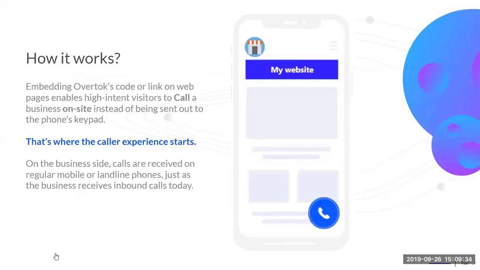So using the Overtok code or link on any digital asset that you run for your clients, such as a website, landing pages, social pages, and ads, enables high-intent visitors to call the business while the call takes place on site, instead of being sent out to an offline call on the keypad, as Barak mentioned. And that's actually where the caller experience begins. On the business side, the business receives totally regular calls to their existing mobile or landline phones. So there is nothing to install and nothing to train on the business side. Very easy.